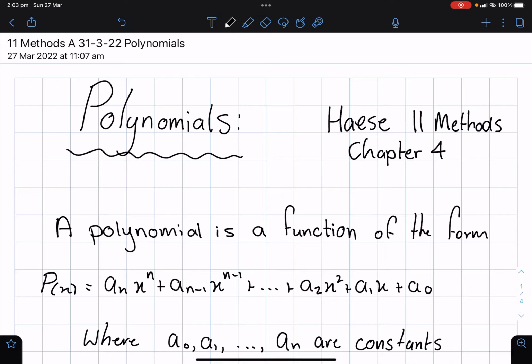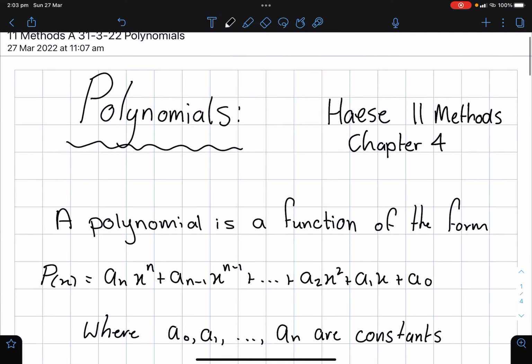Hey everyone, welcome back. Today we're going to be looking at polynomials. So if you're playing along with the Hazy 11 Methods textbook, we are now looking at chapter 4. So to start with, we're just going to take it back and actually define what a polynomial is.